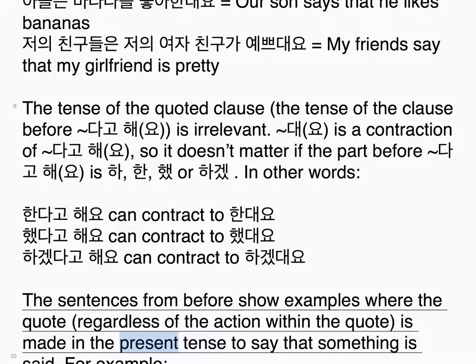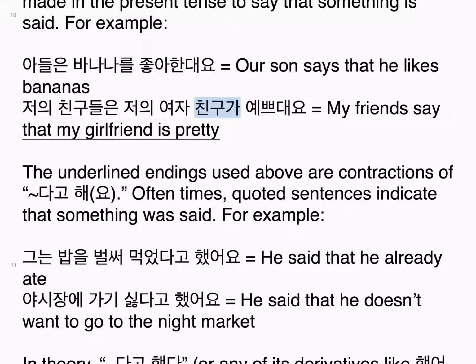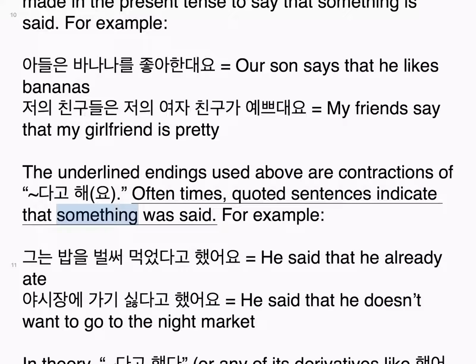For example, 아들은 바나나를 좋아한대요. Our son says that he likes bananas. 저의 친구들은 저의 여자친구가 예쁘대요. My friends say that my girlfriend is pretty. The underlined endings used above are contractions of 다고 해요. Oftentimes, quoted sentences indicate that something was said.